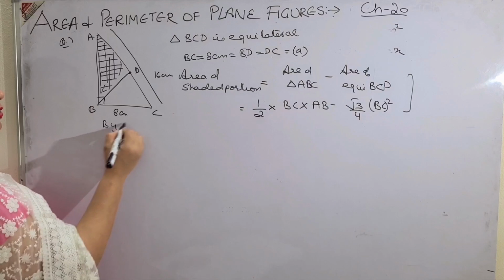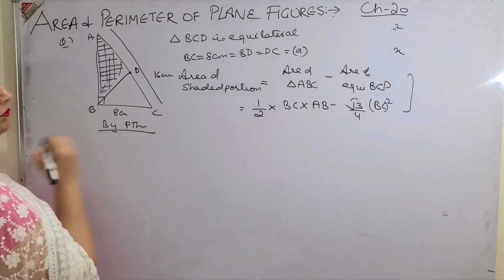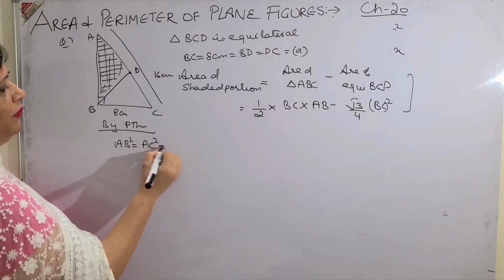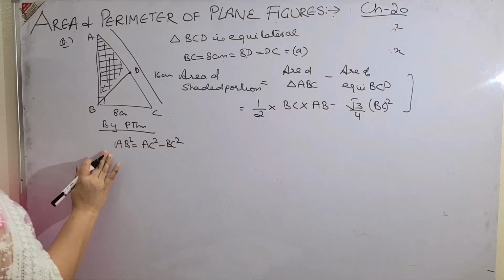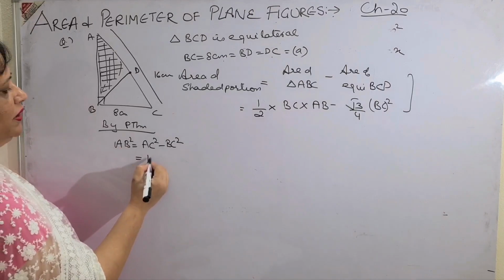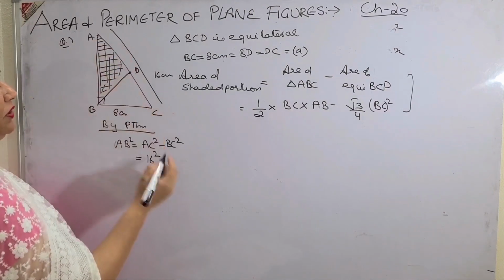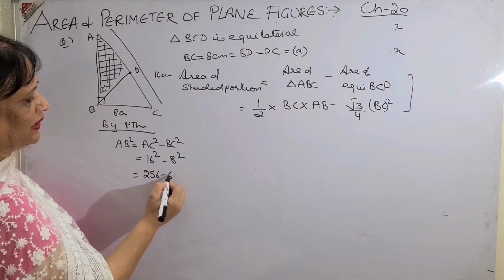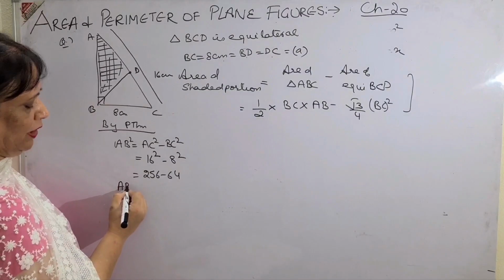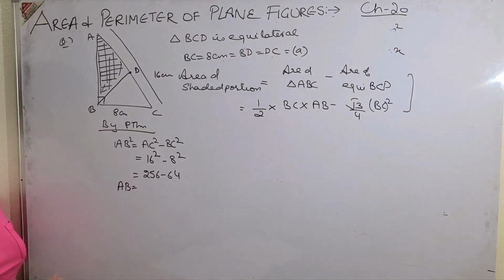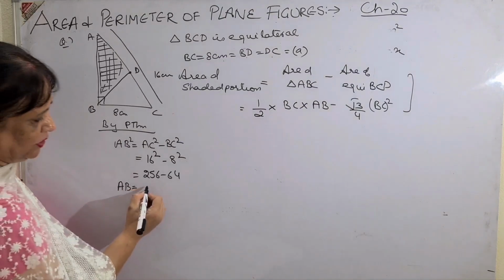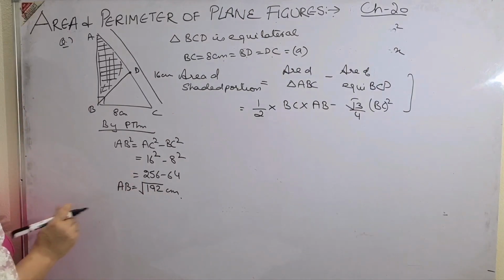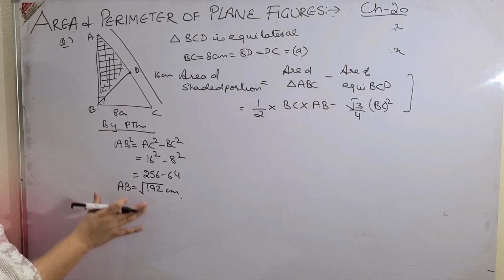So by Pythagoras theorem, AB square will be equal to AC square minus BC square. This you have been doing since long. Or 16 square, the AC value is 16, minus BC 8 square. 256 minus 64, and AB will be equal to root 192 centimeters. So I hope you understood. This is how we are going to do it.